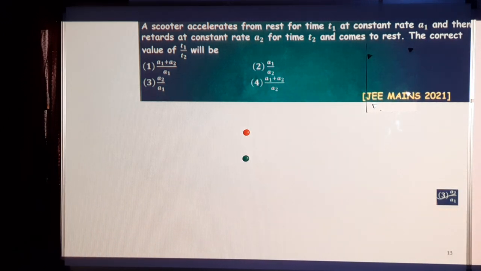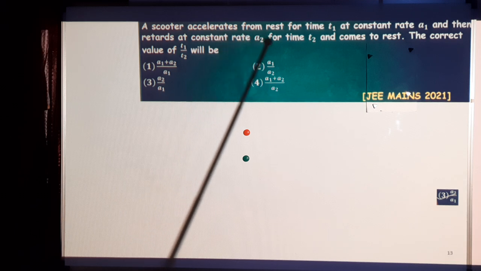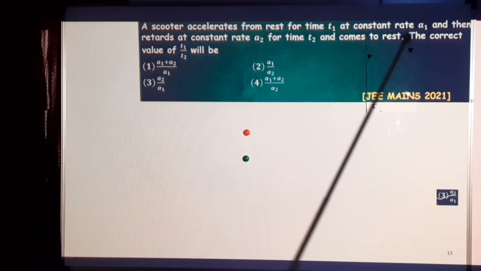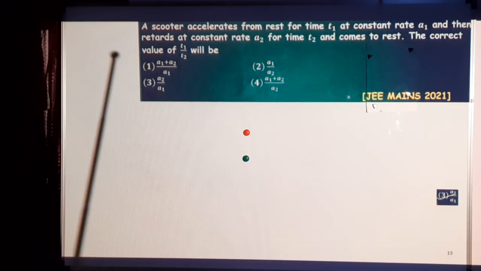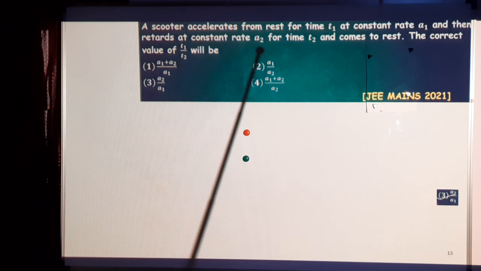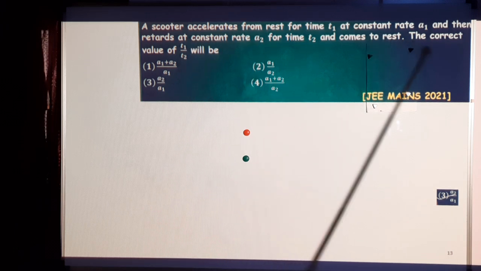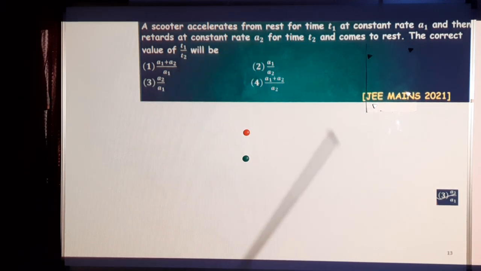This is the next question. A scooter accelerates from rest for time t1 at constant rate a1 and then retards at constant rate a2 for time t2 and comes to rest. The correct value of t1 by t2 will be.